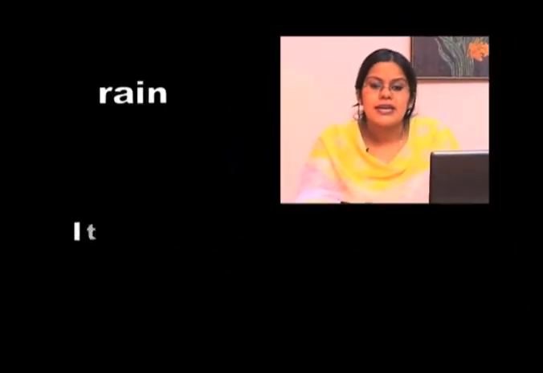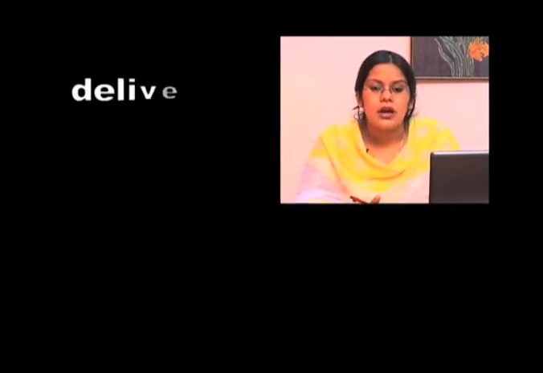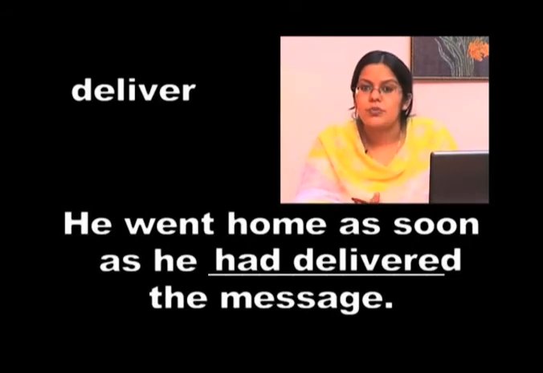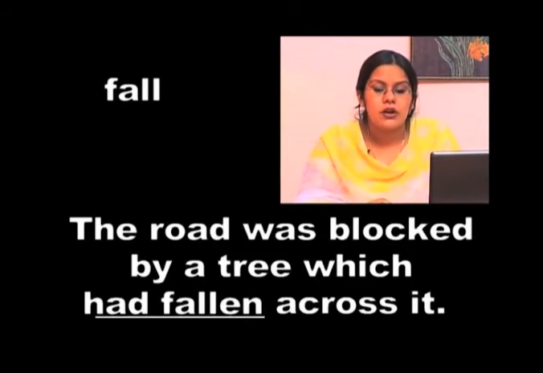First one. It had rained all night and the roads were flooded. Had rained is the correct answer. Next, he went home as soon as he had delivered the message. So both had rained and had delivered are in which form? The past perfect form. Next, the road was blocked by a tree which had fallen across it.